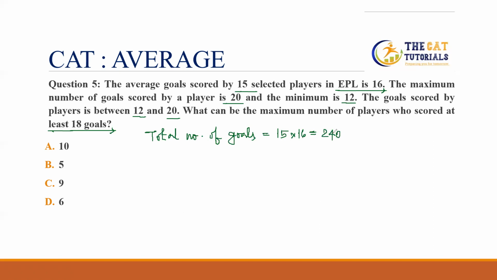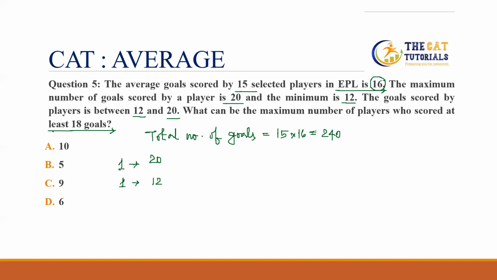The maximum number of goals scored by a player is 20, so definitely one player has scored 20. And definitely one more player has to score 12. That's why we can say that the minimum goal is 12 and the maximum is 20. Again, it is given that the average is 16. So if we have to make the average of 16, what can be the maximum number of players who scored at least 18 goals?